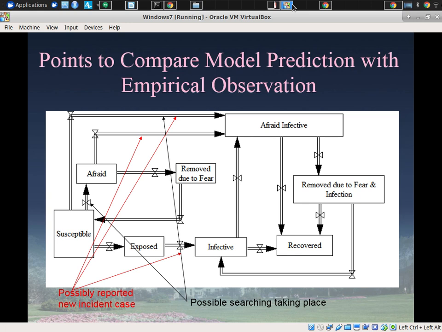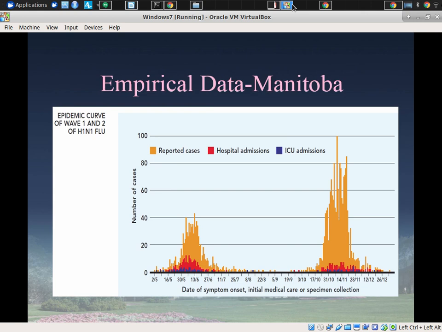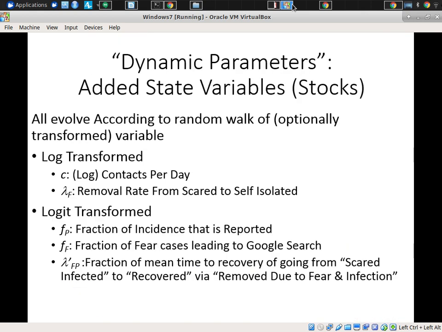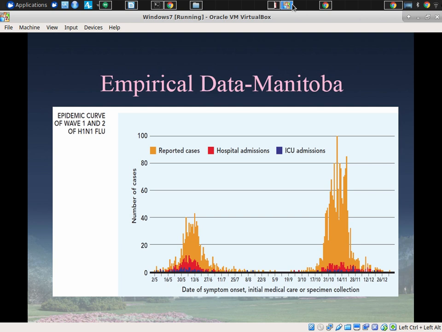We recognize that there are limitations here, and we certainly recognize that just as not everyone who got infected will be reported, most of the people who were becoming afraid are not going to engage in searching online or tweeting about it. But we thought that there might be some fraction that were. And that relates to this parameter earlier, the fraction of new fear cases that engage in Google search behavior. So what data did we have for grounding this model?